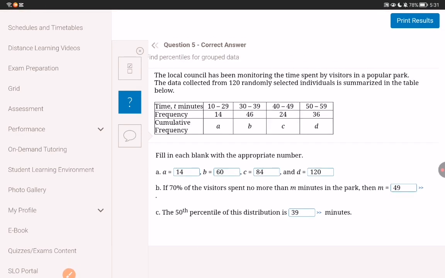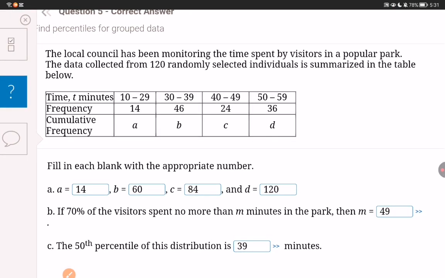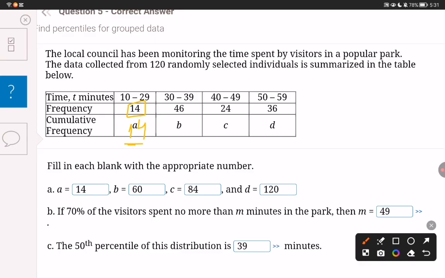Okay. So now you have this table. They want you to find the cumulative frequency, and then they want you to make a cumulative frequency graph and find 70% and 50%. So, A is going to be 14, obviously, because you're starting with 14 as a frequency, so you're starting with 14 as a cumulative frequency. Then you add 46 to 14, so 14 plus 46. So this is 60, and then 60 plus 24, 84, and then 84 plus 36 is 120.